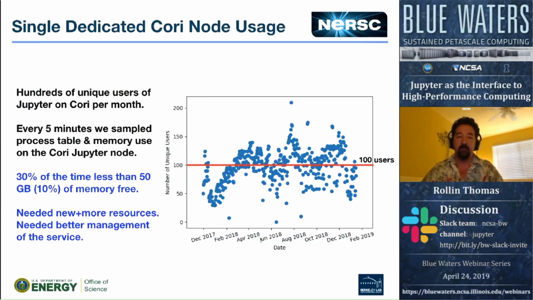30% of the time, less than 50 gig of memory was free, and so we needed to find new resources and find ways to expand our ability to manage those additional resources. So that's a lot of what we've been doing over the past year: trying to address the demand from users for Jupyter on our system.